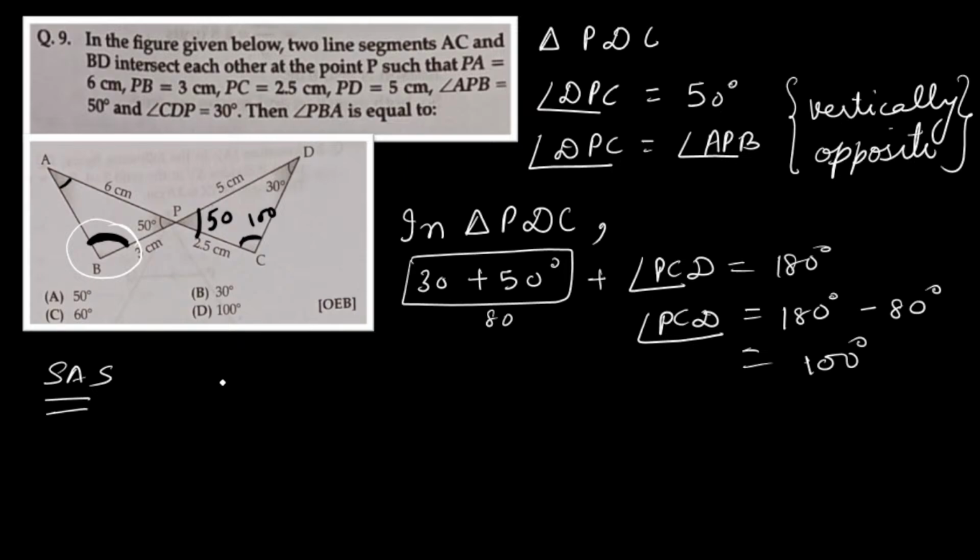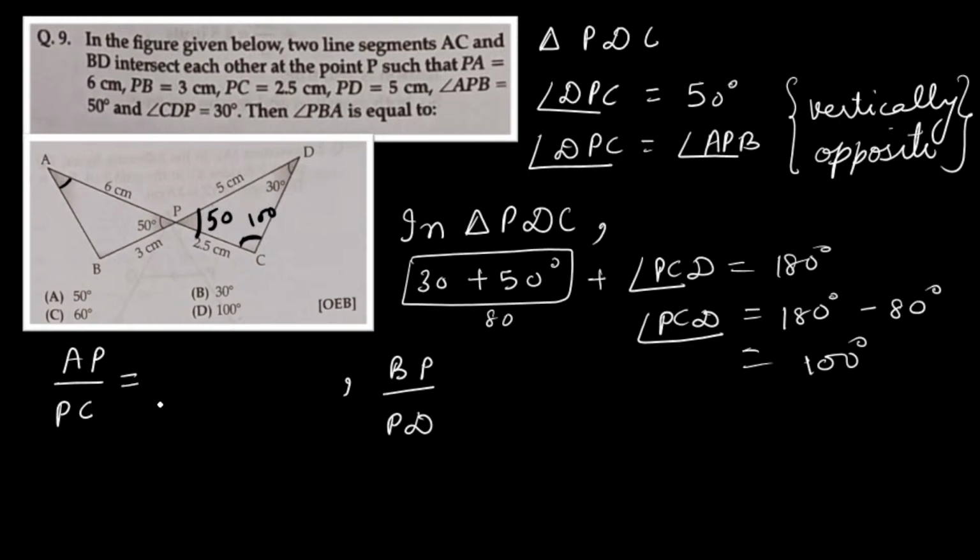Angle D is equal to angle B. Okay, I'll just do this. Let's find the ratio of corresponding sides: the ratio of AP by PC, and the ratio of BP by PD. Let's see if the ratio is the same.